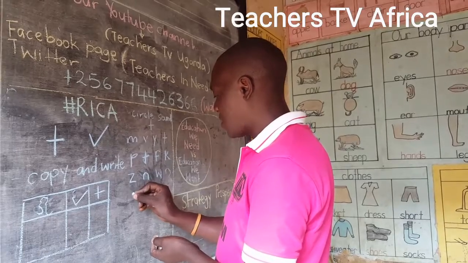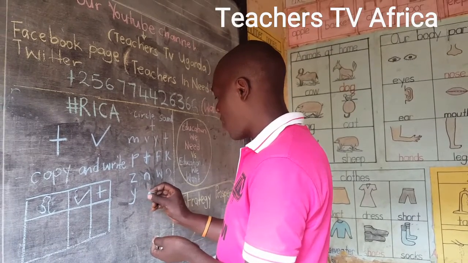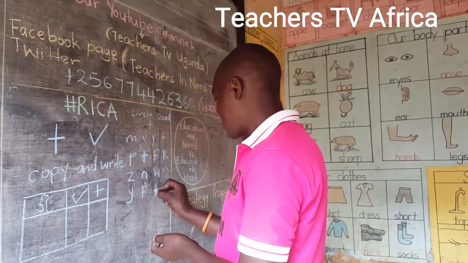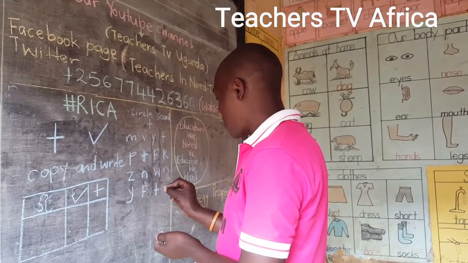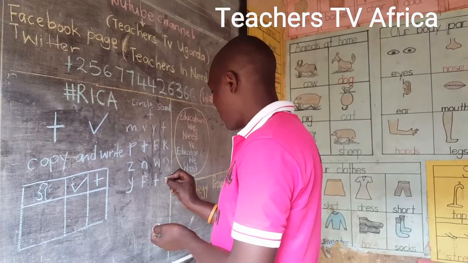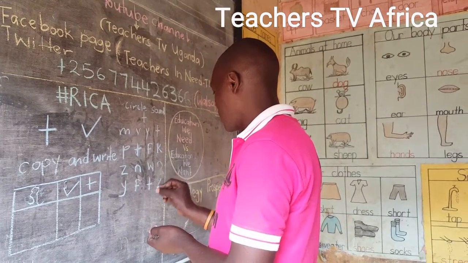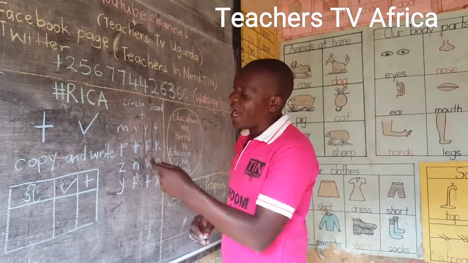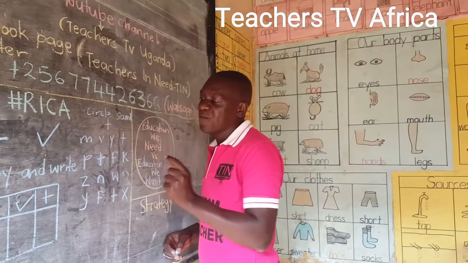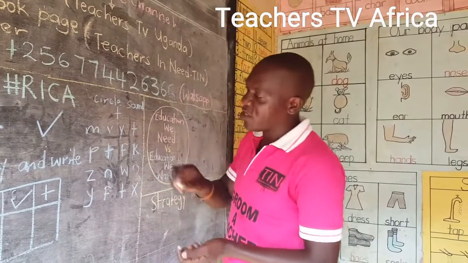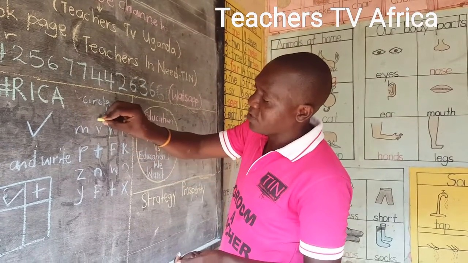Then here we put Y, or E, and then like here we can put X. Then a child circles sound T. They come and they get the sound T here. If I'm a child, I might look and I circle this.